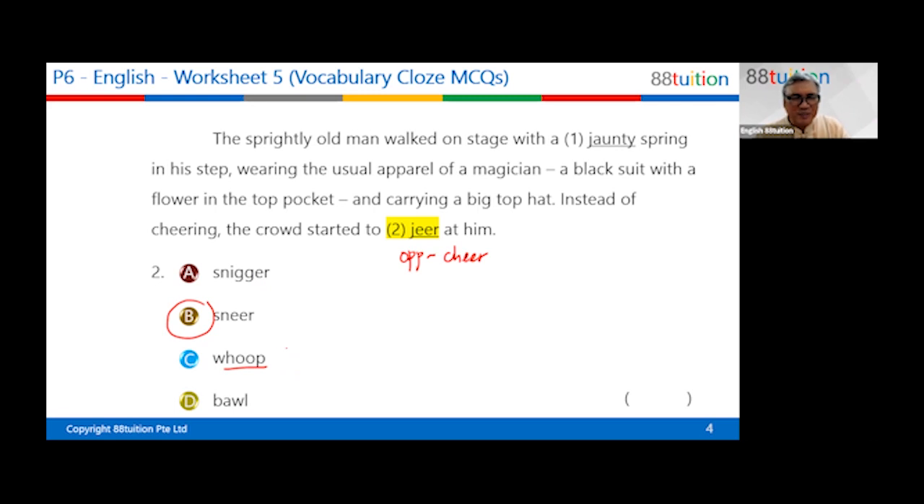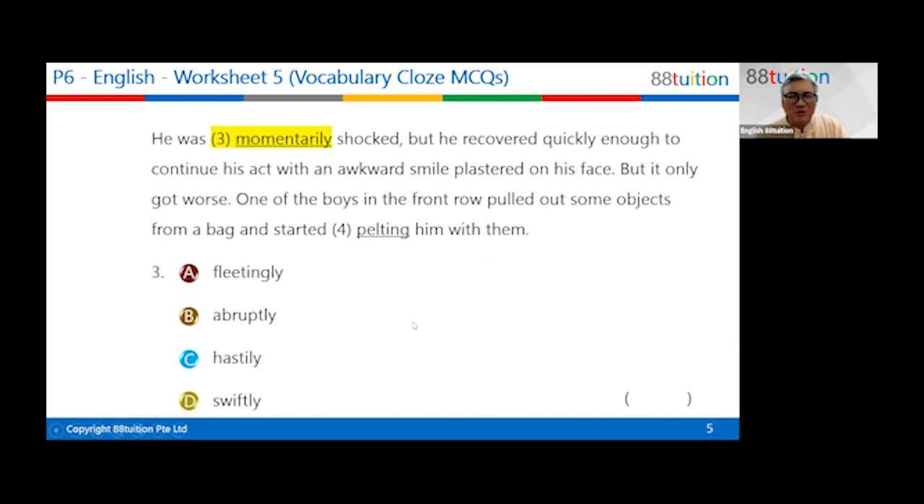Whoop is like that. It means is good. Whoop is good, right? Sneer is no good. It means he's sneering, right? You don't like him, so you put a thumbs down. Sneering. Okay, any questions? Nope. Let's go on to the next one.